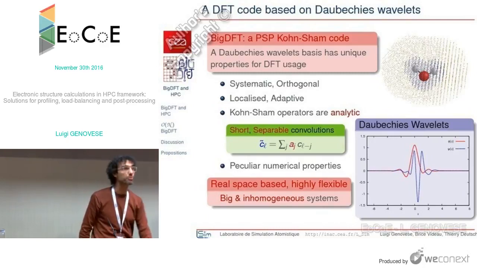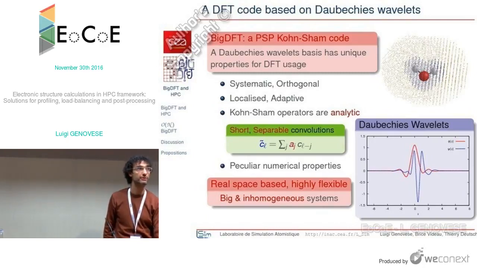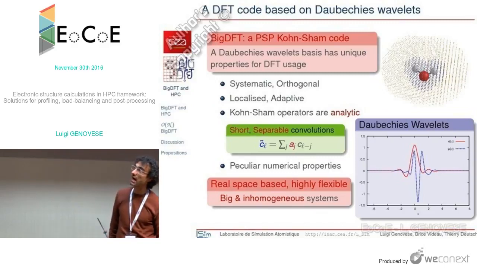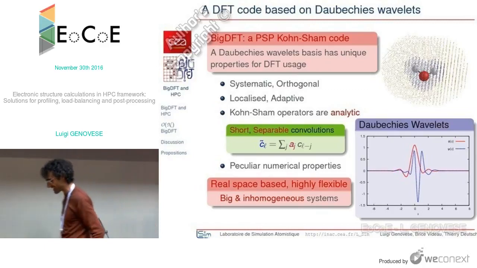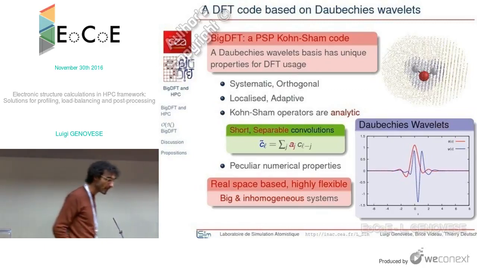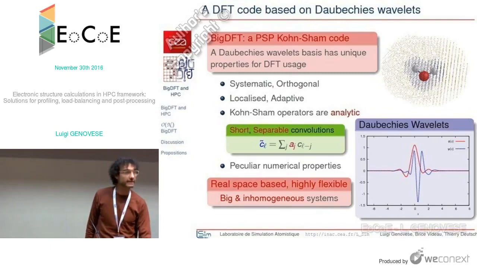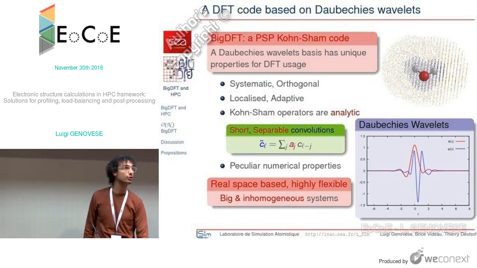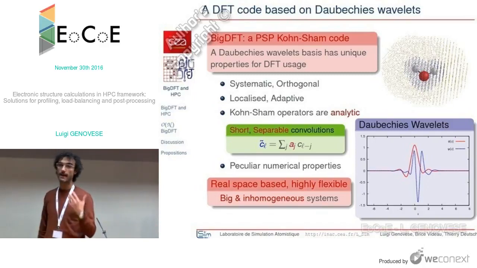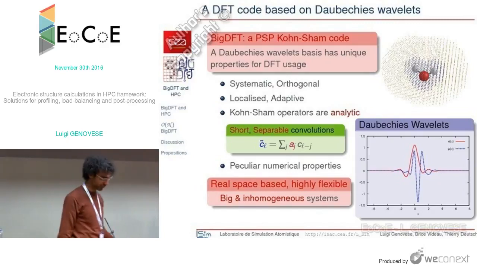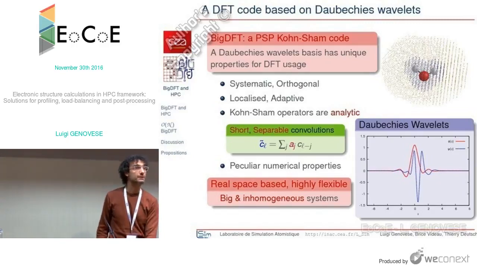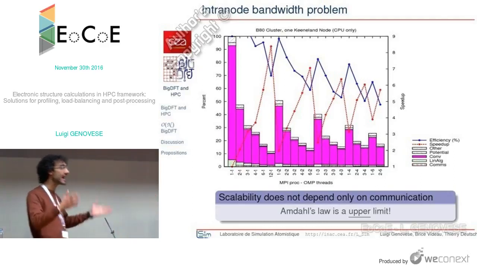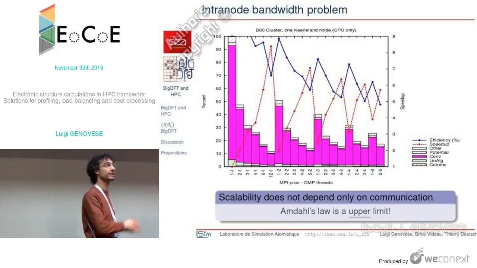In BigDFT, the computing kernels associated to these operators are short and separable convolutions, which are essentially very similar to image processing convolutions. But the situation might be analyzed in a similar manner also for plane wave codes, which instead of convolutions use FFTs, fast Fourier transforms, to process the data. So for a run of BigDFT, one might investigate the amount of time spent in the different kernels.